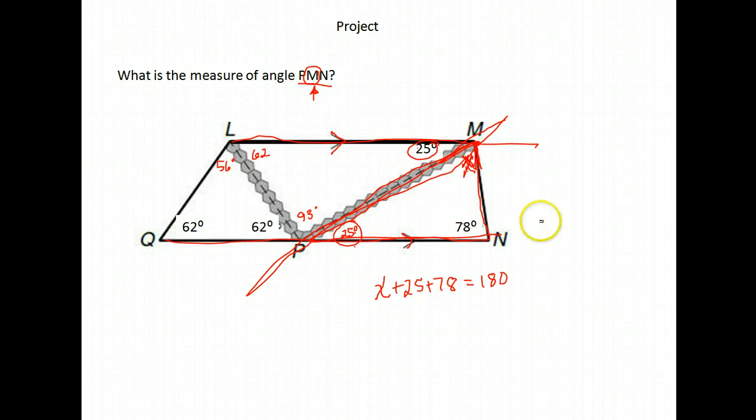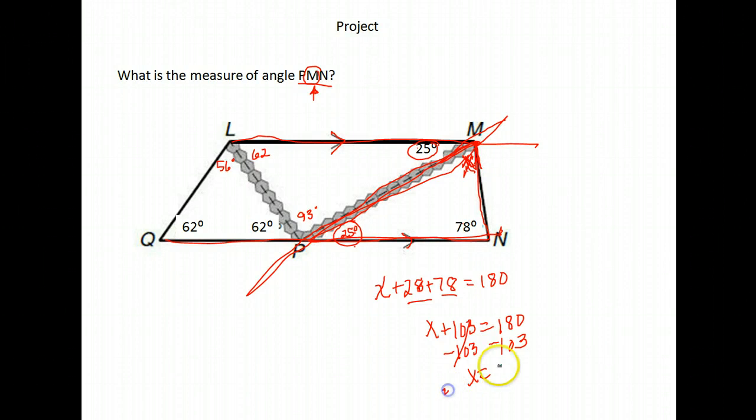I total the 2 that I have. 25 and 78 is 103. And then I subtract from 180 to find out, well, how many degrees are left for my final missing angle. And when I do, I get 77 degrees is my missing angle.